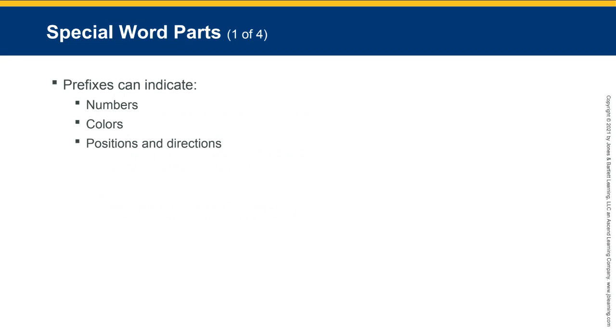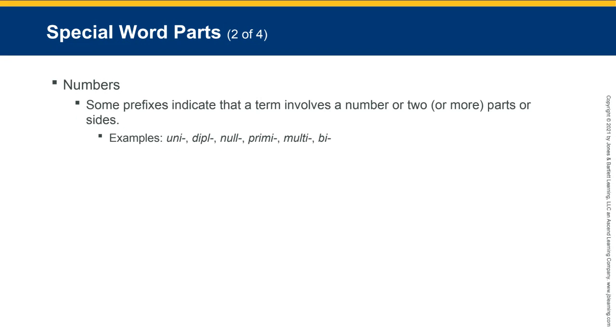Now, special word parts. Prefixes can also indicate numbers, colors, position, and directions. So numbers: some prefixes indicate that a term involves a number or two or more parts or sides. Uni is one, dipl is double, null is zero, primi is one, multi is more than one, bi is two.